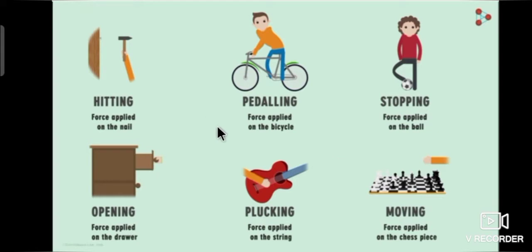Let's see some more examples for pressure. In hitting, force is applied on the nail. In pedaling, force is applied on the bicycle. In football, force is applied on the ball to stop it. In a table, force is applied on the drawer for opening. In a guitar, force is applied on the string for music. In a chessboard, force is applied on the chess piece to move it.